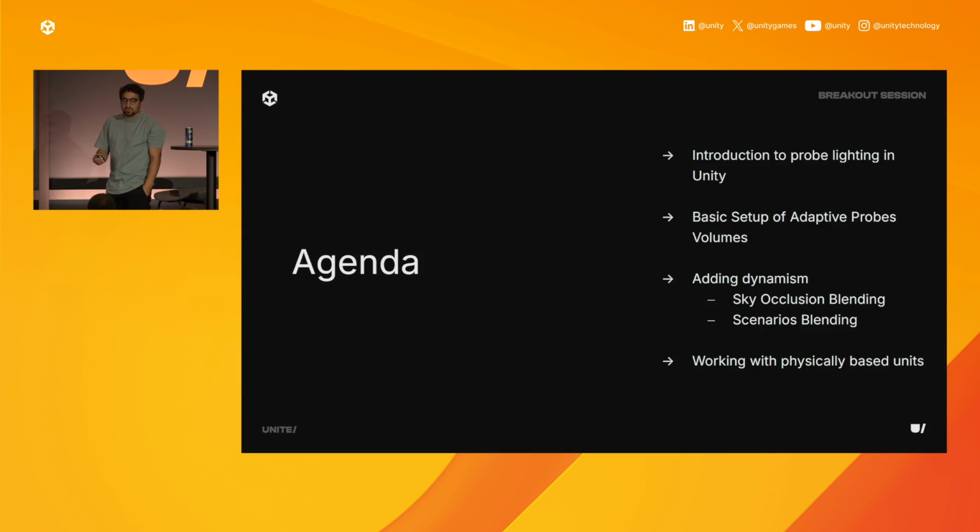So first, we're going to start with a brief history of probe lighting techniques in Unity. Then we're going to show live demos on how to set up adaptive probe volumes in your project, and also fix some common problems such as light leaking, for example. And then finally, we'll have a look at how to add dynamism to those projects using those tools.